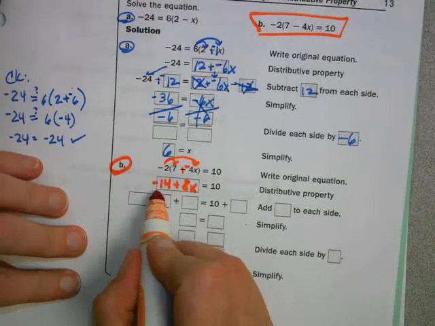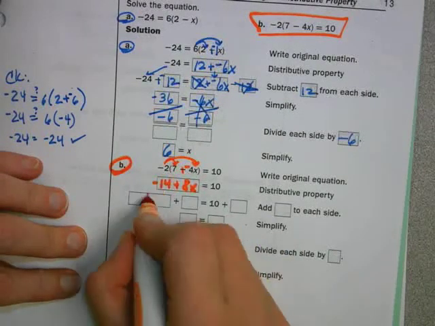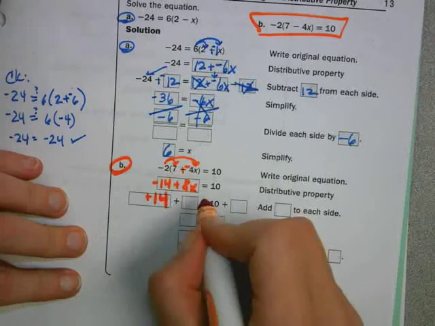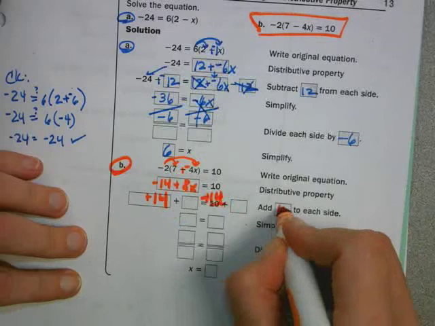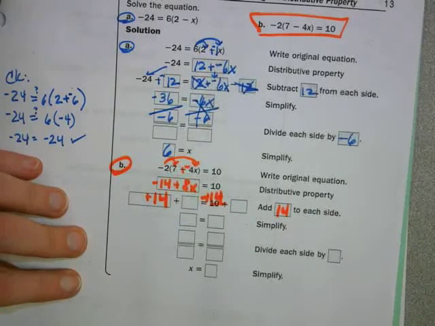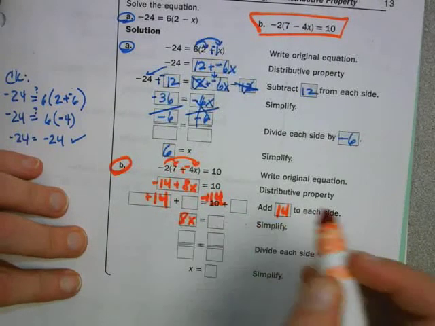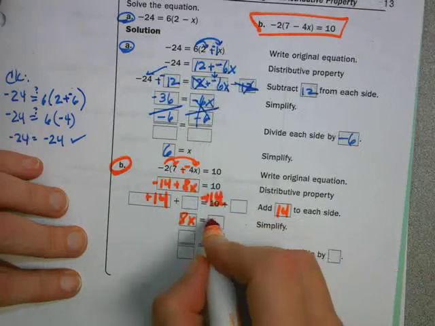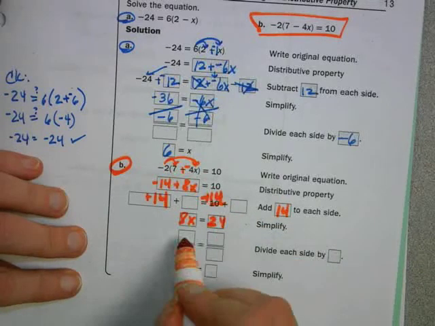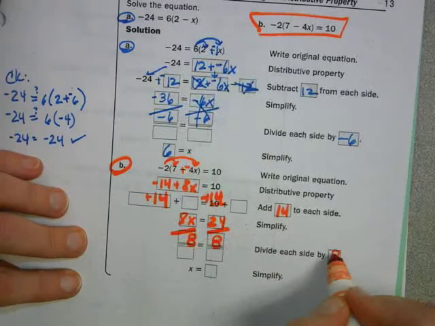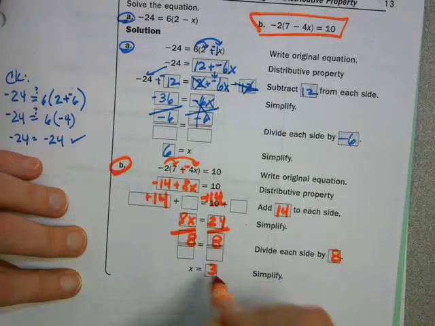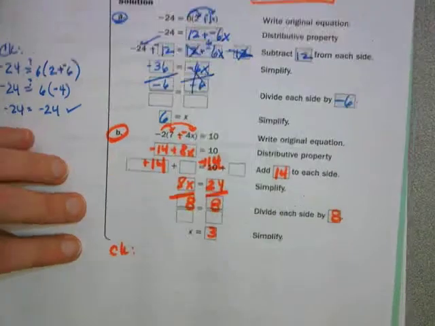I have to get rid of negative 14. I'm going to do column work now. So I'm going to add 14 under both of those. We added 14 to both of those. So I'm left with 8x equals 10 plus 14 is 24. And then I'm going to show divided by 8 to get x by itself. X equals 3.